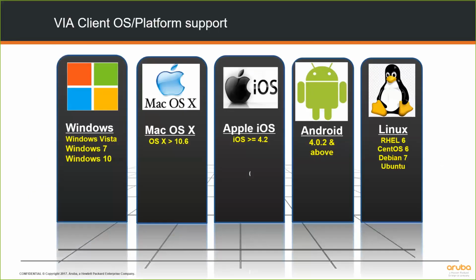So we support quite a few platforms here: Windows, Mac OS, iOS, Android, and Linux. All the way back to Vista, nothing before 10.6 on the Mac OS, nothing before 4.2 on Apple, nothing before 4.02 on Android, and then Linux for RHEL, CentOS are both 6, Debian 7, and Ubuntu is, well, just looks like all Ubuntu. They don't have a thing there for what version you have to be on.